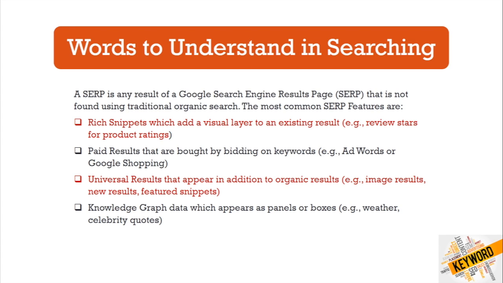Paid results that are bought by bidding on keywords, that is AdWords or Google Shopping. Those are results that you pay for. Universal results that appear in addition to organic results, that is image results, news results, featured snippets. And knowledge graph data, which appears as panels or boxes, like weather or celebrity knowledge panels.